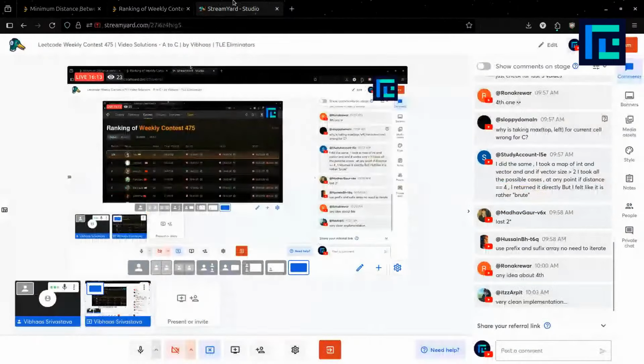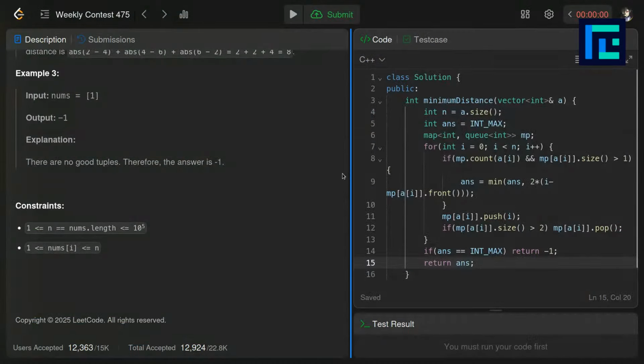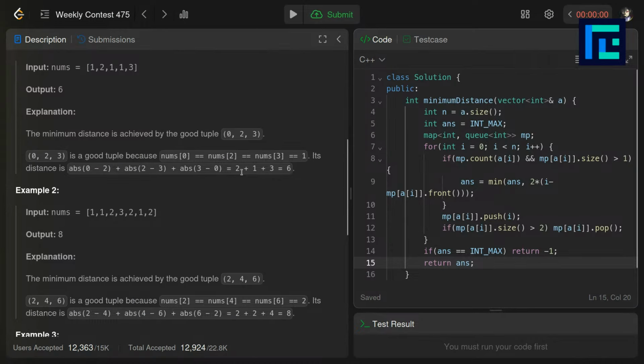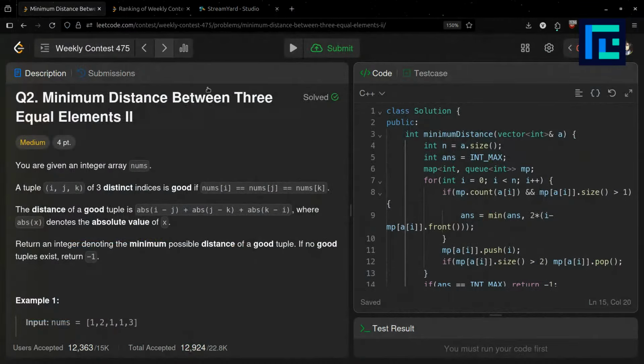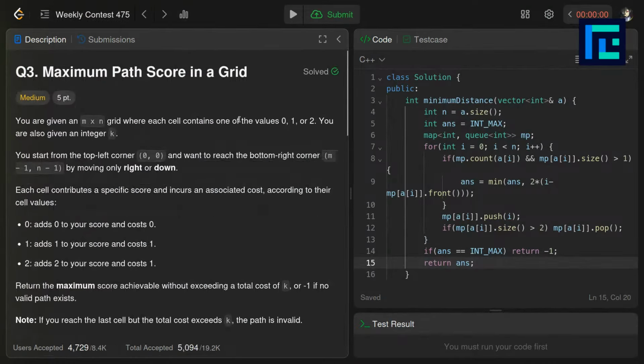Cool. This was problem B. Okay, so let's move on to the next problem. Problem C. Thanks, Arpit. Let's move on to problem C.